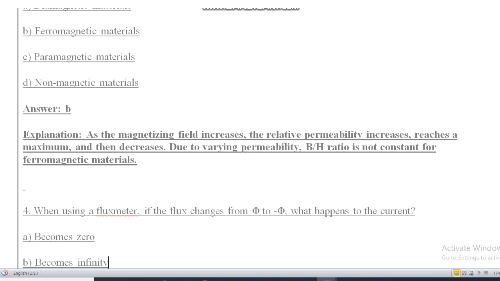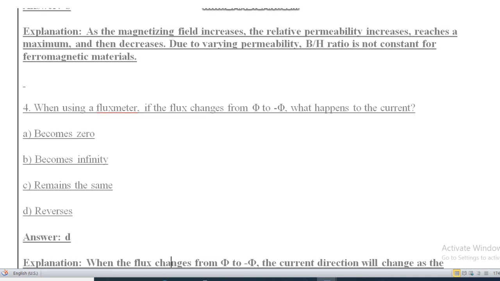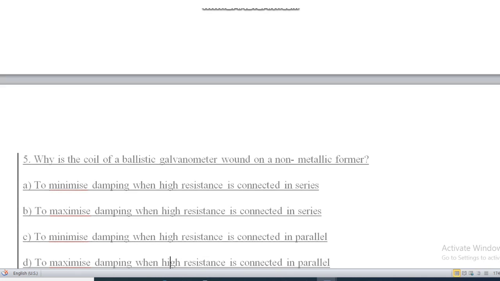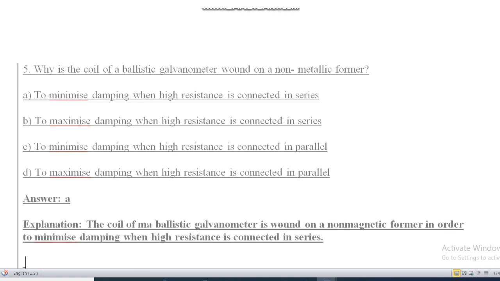When using flux meter, if flux changes theta to minus theta, what happens to current? D, that is current reverses. Then next is why the coil of ballistic galvanometer is wound on a non-metallic former: to minimize the damping when high resistance is connected in series.